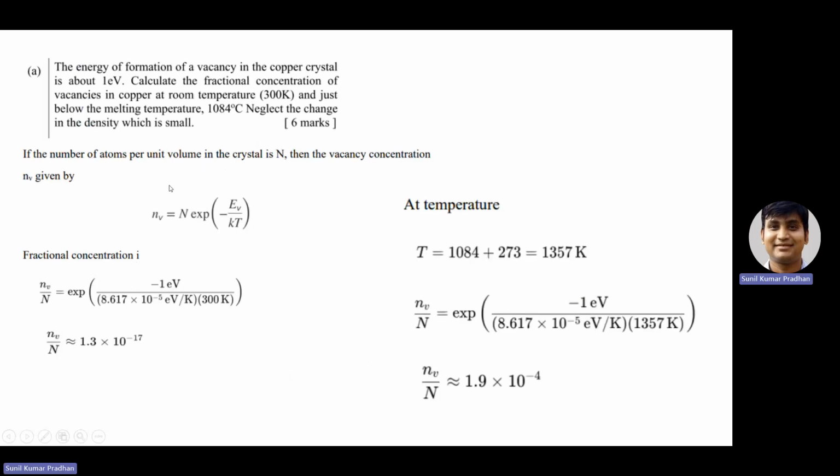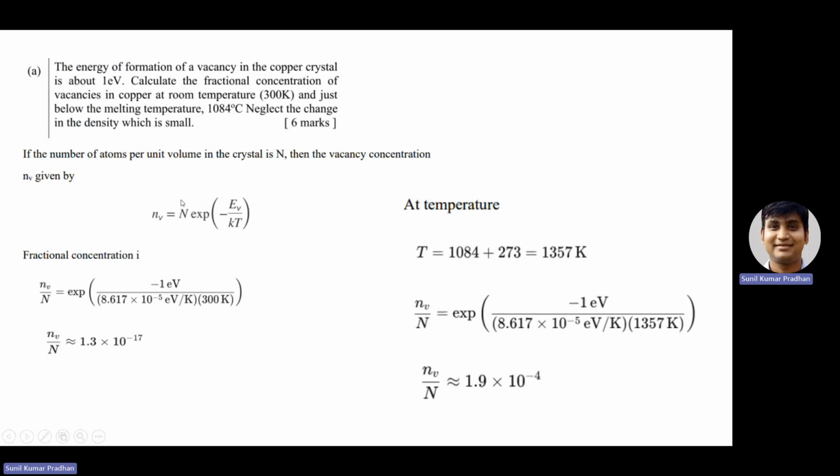Let's say N is the number of atoms per unit volume in the crystal, and the vacancy concentration is Nv. V is nothing but vacancy, N is the concentration. Then Nv is equal to N into e to the power minus Ev by kT. What is Ev? The energy of formation for a vacancy to create. K is the Boltzmann constant and T is the temperature. Now as per the question, the energy of formation for a vacancy in the copper crystal is 1 eV. So this eV is nothing but 1 electron volt.